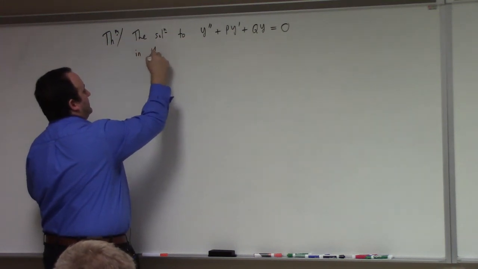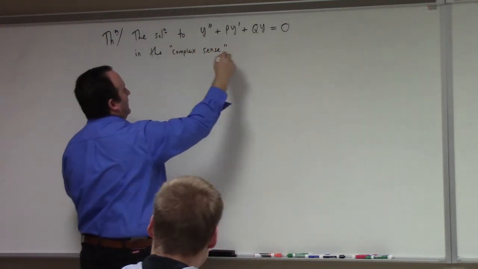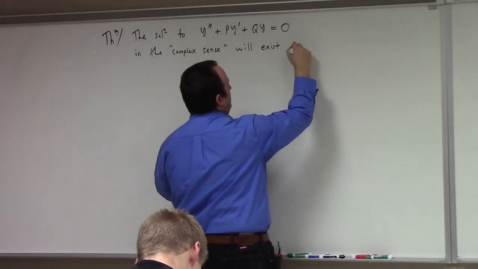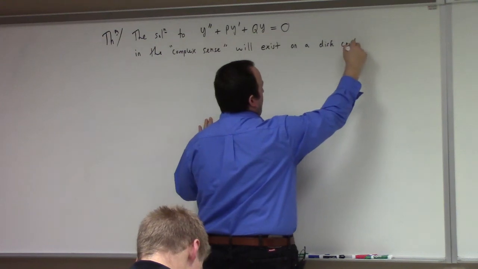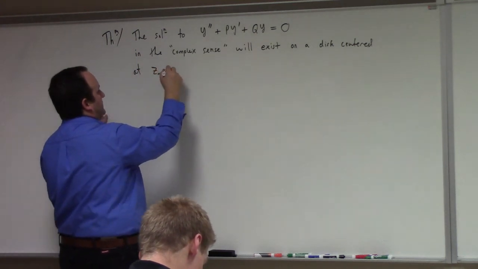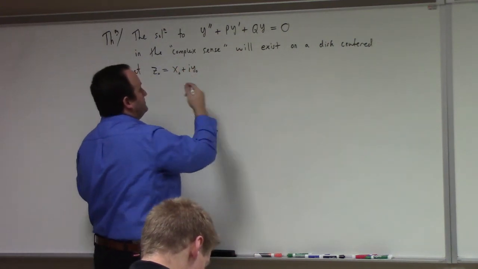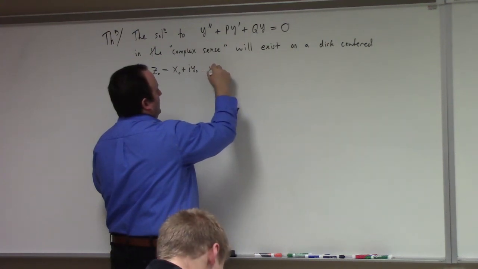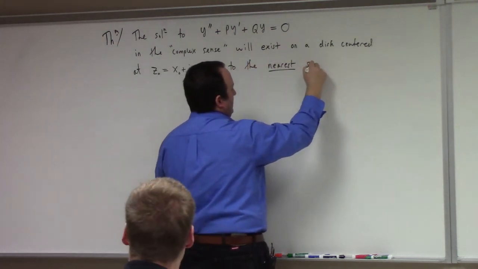In the complex sense, will exist on a disk centered at, let's say, z naught, which you could say x naught plus i y naught, up to the nearest singularity.